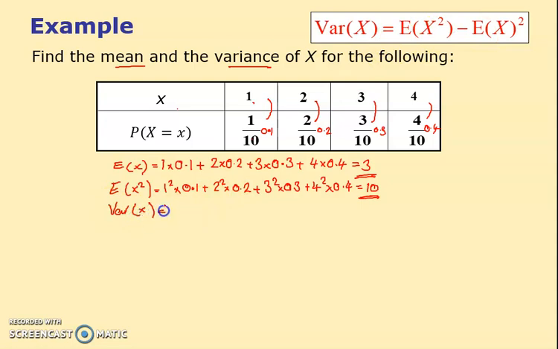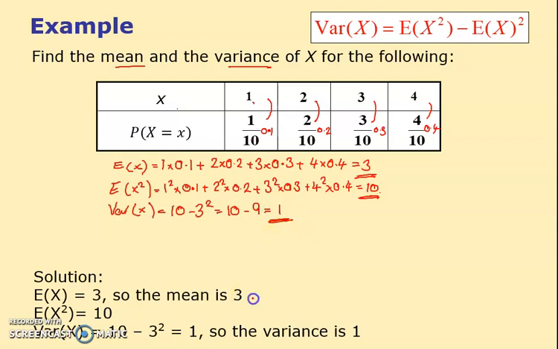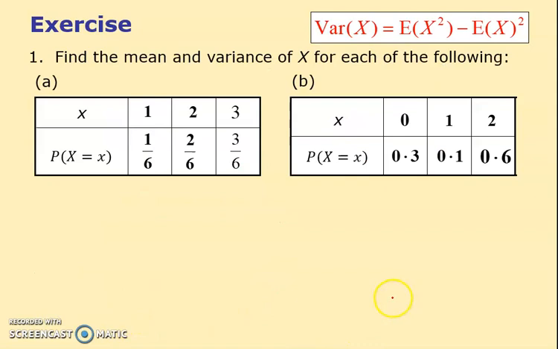Var x, the variance of x, is 10 minus this 3 squared. And 3 squared, of course, is 9, so 10 minus 9 is 1, another whole number. Perfect. So, what are my answers? Mean is 3, E of x squared was 10, and the variance is 1. Perfect. Got to do the same thing for these.